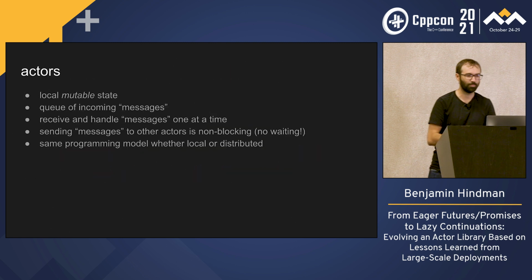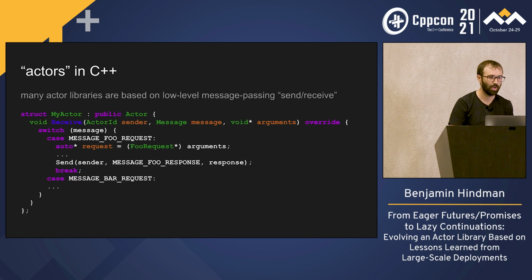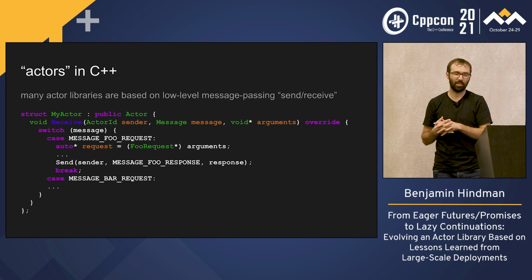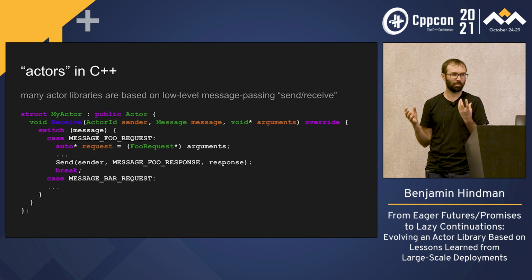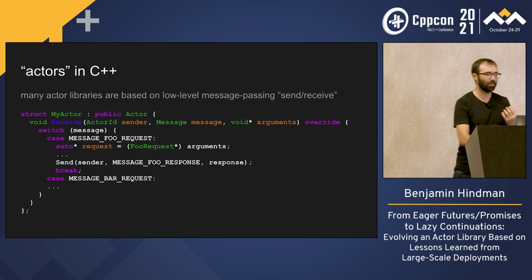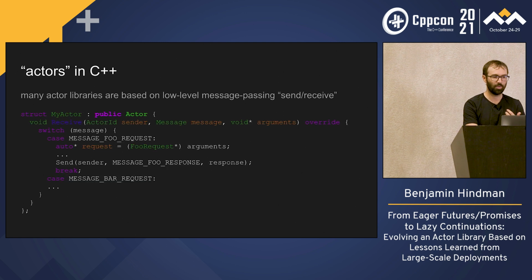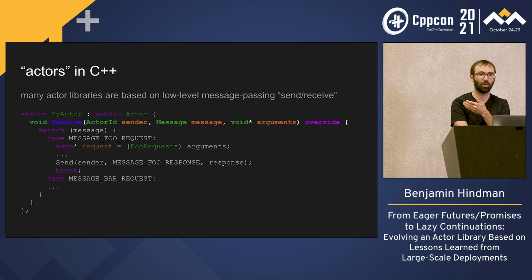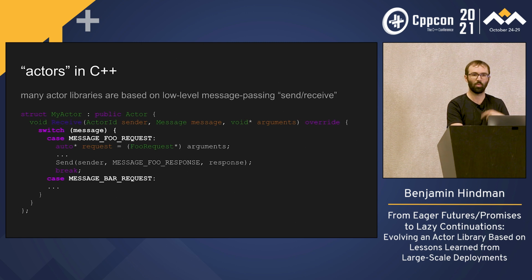Okay. All right. So what do actors look like in C++? Most of the actor libraries that were created, especially up until about 2009, were based on this low-level message passing send-receive loop. Oftentimes you had some kind of an object you inherited from some actor-like class, and then you implemented the receive function, which implemented the receive loop. That got a sender who was sending you messages. It got the actual message that was sent to you and some kind of arguments. And then it was your responsibility to, based on that message, decide what you would do with it.